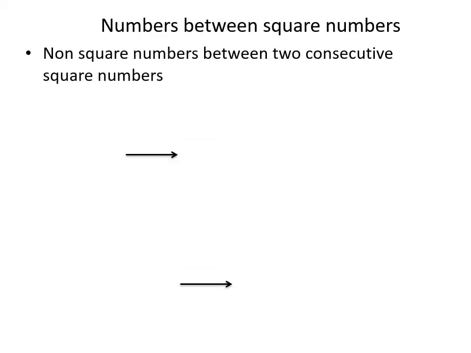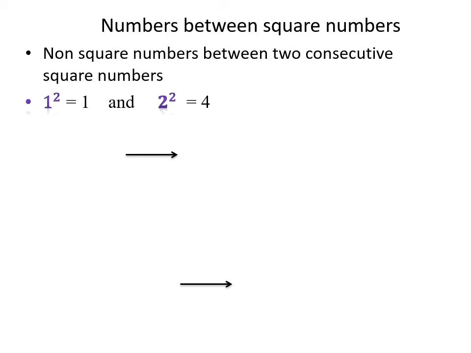Now the non-square numbers between two square numbers. Here is one more interesting property of the square numbers. Non-square numbers are the numbers which are not the perfect square of any number. Means we can say 3 and 5 are not the square of any number. So here we will study how to find the non-square numbers between two consecutive square numbers.